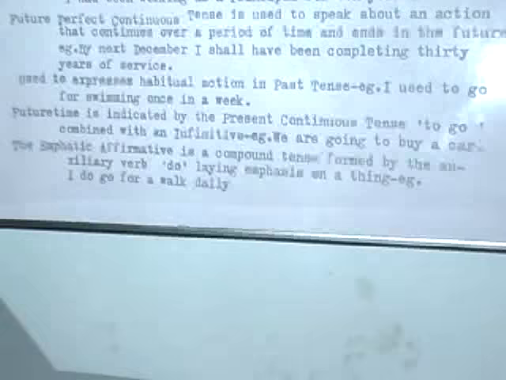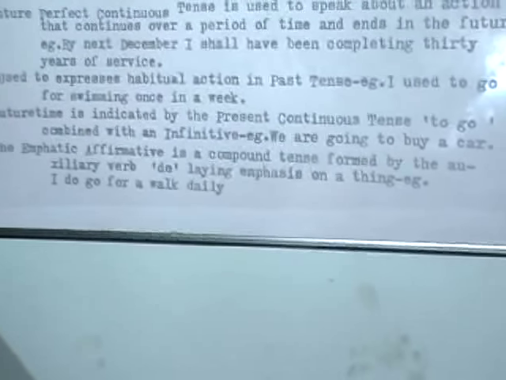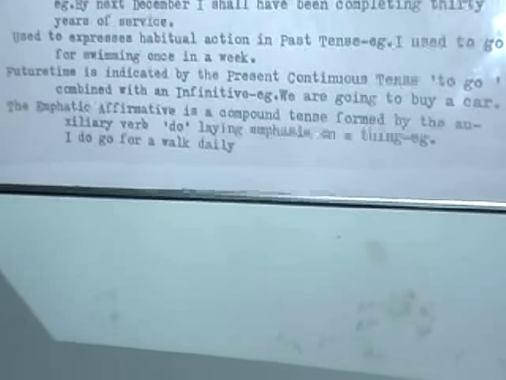The continuous tense can be combined with an infinitive, as in, we are going to buy a car. The emphatic affirmative is a compound tense formed by the auxiliary verb do, laying emphasis on a thing, as in, I do go for a walk daily.